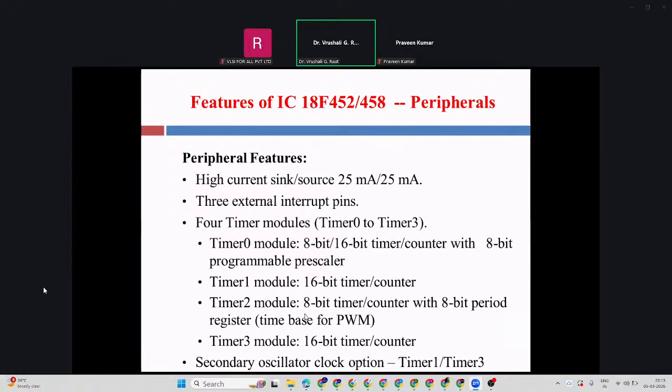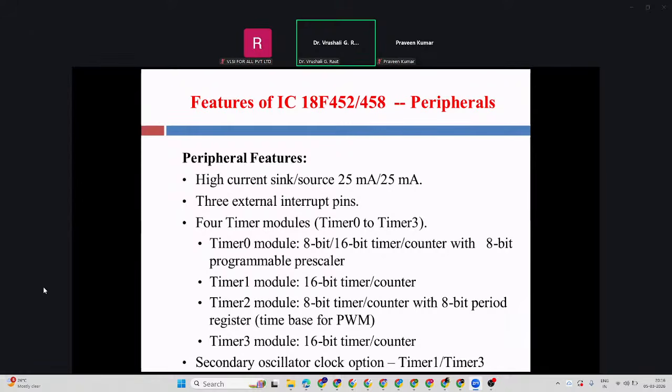Timer 2 module. This is an 8-bit timer or counter with an 8-bit period register. Okay, look here. It is having a different function. It is a timer counter, but for 8 bits, and the remaining 8 bits are for the period register. This is the time base for pulse width modulation. I told you that an important feature is there in this case. Now, this PIC microcontroller has pulse width modulation, and for that pulse width modulation, this 8-bit Timer 2 is used for setting the time base for the pulse width modulation. Timer 3 module is a 16-bit timer counter, right?